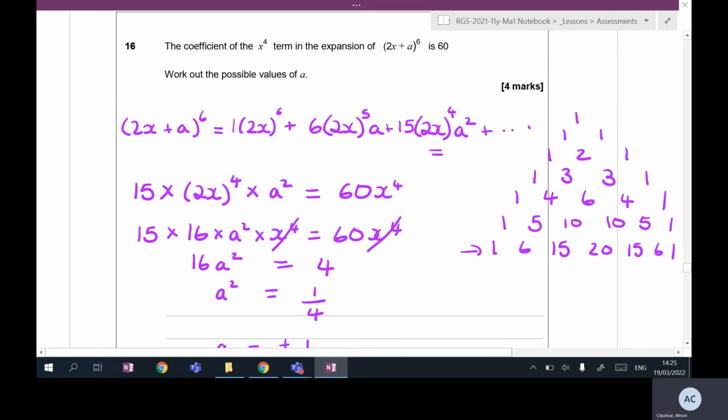Just read the question carefully to make sure there's no conditions on a. It does say possible values, so you know you've got more than one.